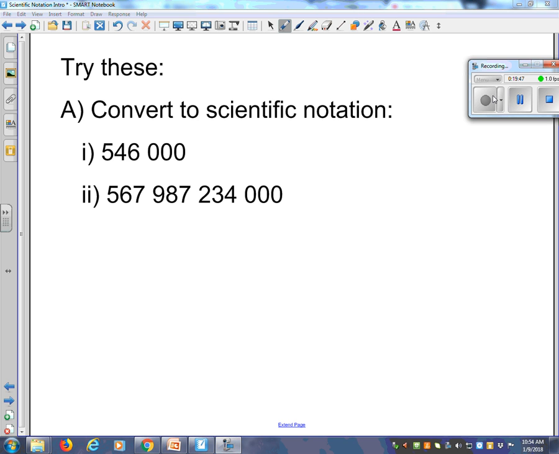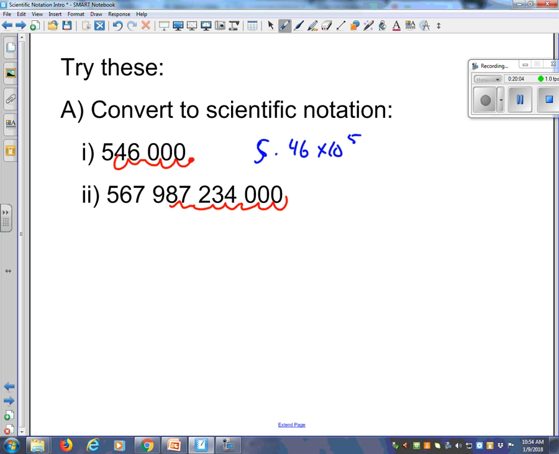The decimal is there. We're going to go 1, 2, 3, 4, 5. This is going to be 5.46 times 10 to the 5, right? This one here is going to be even bigger. 1, 2, 3, 4, 5, 6, 7, 8, 9, 10, 11. 5.68 times 10 to the 11.